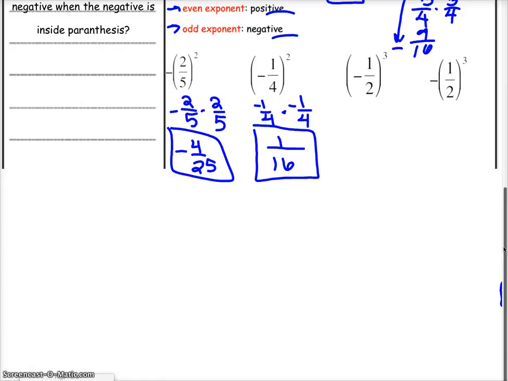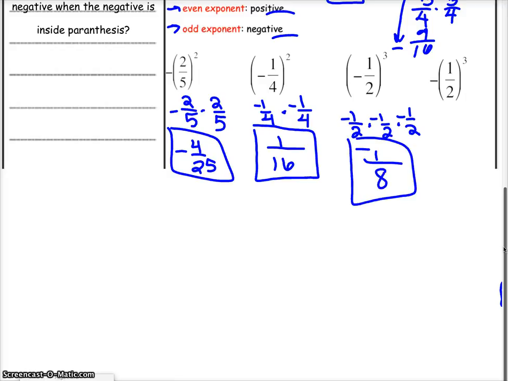-1/2 cubed. The negative is inside parentheses, so it's traveling with it. Negative 1/2 times negative 1/2 times negative 1/2. Top times top times top over bottom times bottom times bottom. Negative 1 times negative 1 is positive 1 times negative 1 is just negative 1. 2 times 2 is 4 times 2 is 8. So negative 1 times negative 1 is positive. Positive 1 times negative 1 is negative.